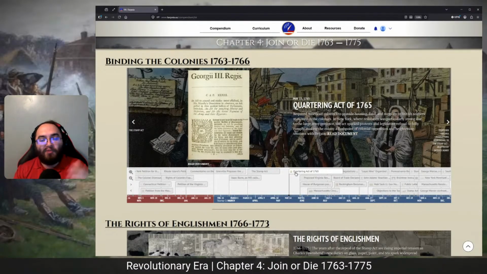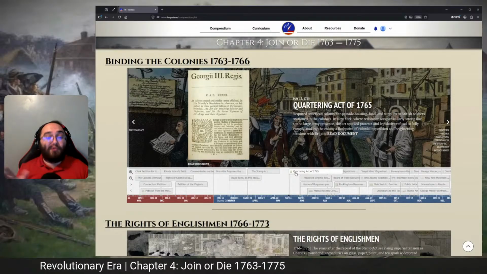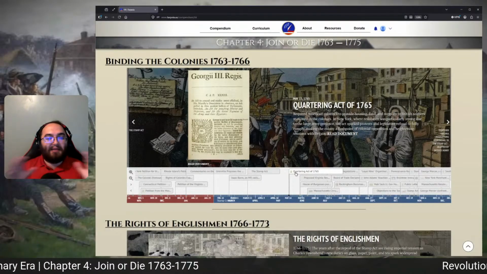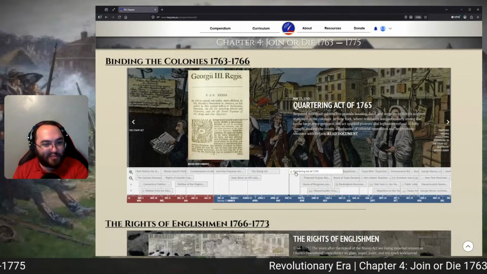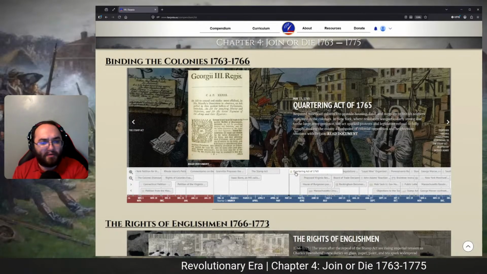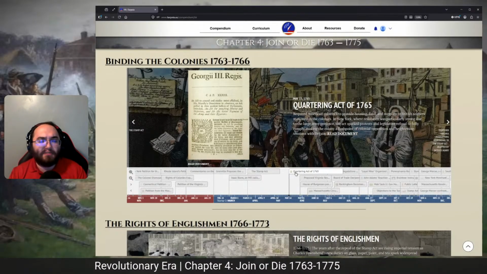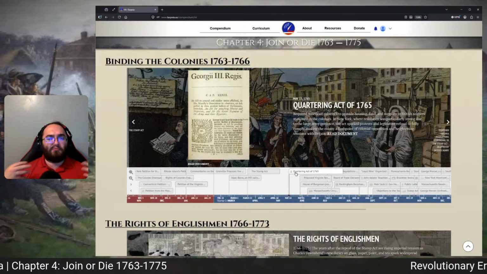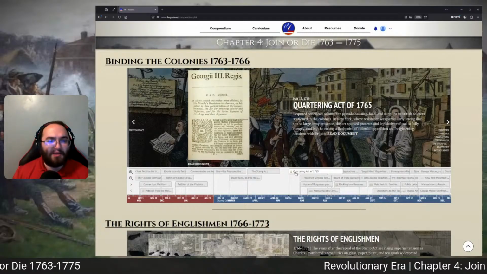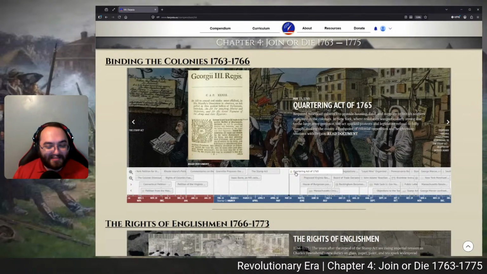And so this act is even more of an inciting event for the American Revolution than the Stamp Act, even though most historians, when they talk about this time period, the stamp crisis, they always miss out on this act, even though it had an even greater long-lasting impact than the Stamp Act did.